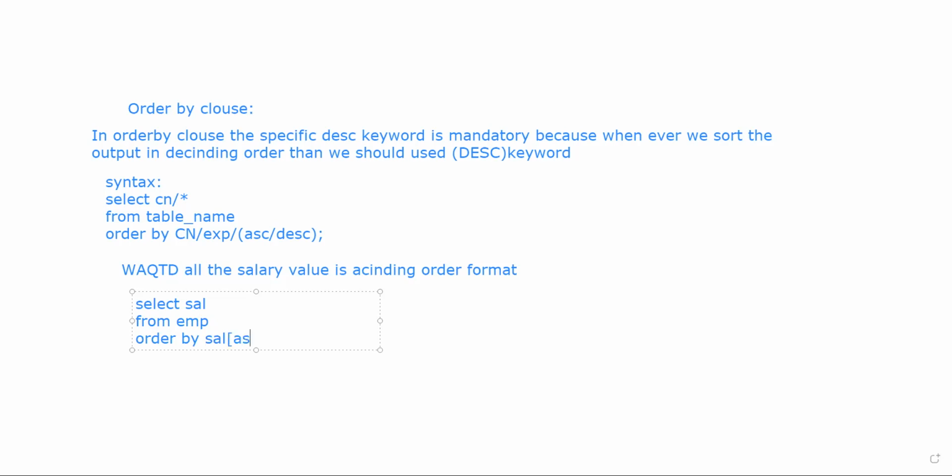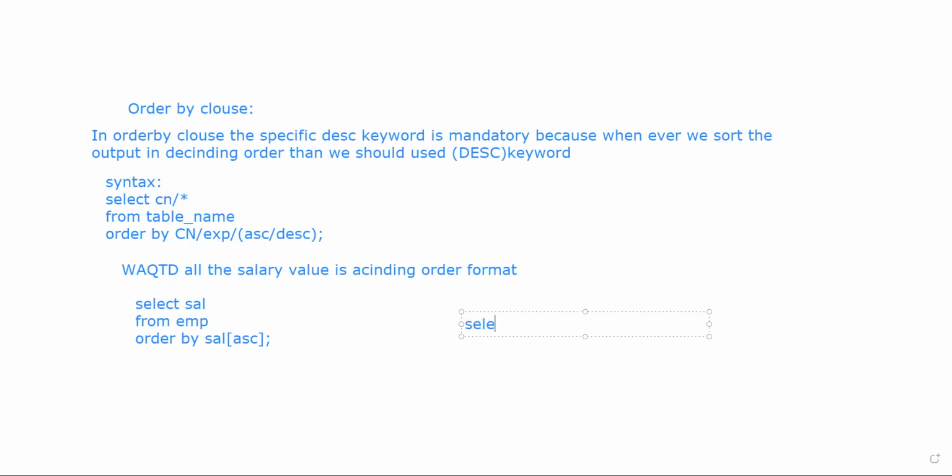Ascending, ASC. It will give the ascending order salary. Understood? Write a query to display all the salary values in ascending order format. This is the query for this question. Okay, then write down one more question: write a query to display all the salary values in descending order format. Then tell me the query.